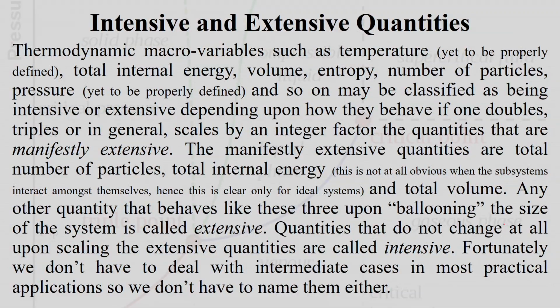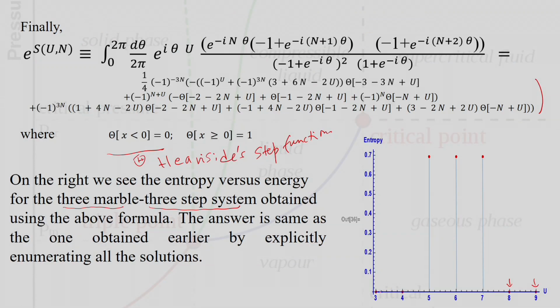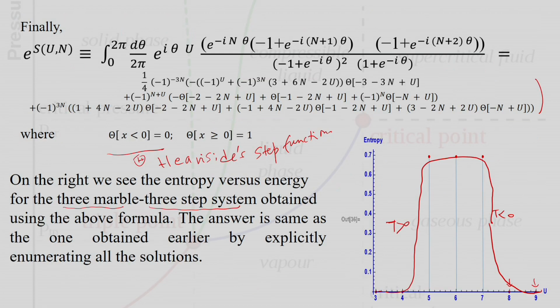So this also gives an example that the entropy is non-monotonic. That means it goes up and then comes down. So the temperature is positive here, negative there. This is an example where the temperature can be both positive as well as negative. But then I repeated this 3-step, 3-marble example to convince you of the correctness of this analytical formula.